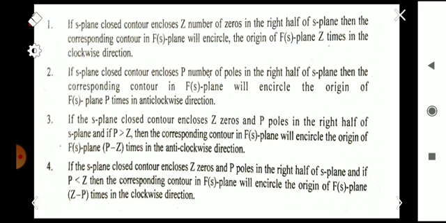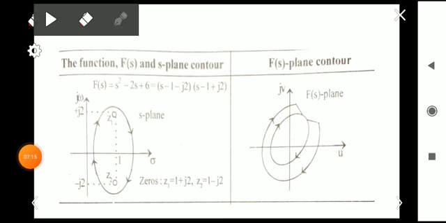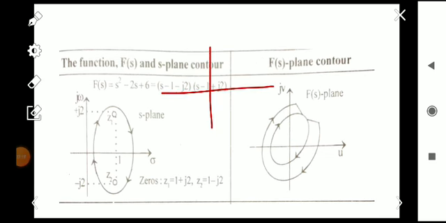Okay, and instead of these zeros, if poles are existing, so if the s plane closed contour encloses P number of poles in the right half of s plane, then the corresponding contour in F of s plane will encircle the origin of F of s plane P times in the anti-clockwise direction. So instead of this clockwise direction, if you are having two poles in this right half of s plane, we are having two anti-clockwise encirclements of this origin. So anti-clockwise encirclement is like that.